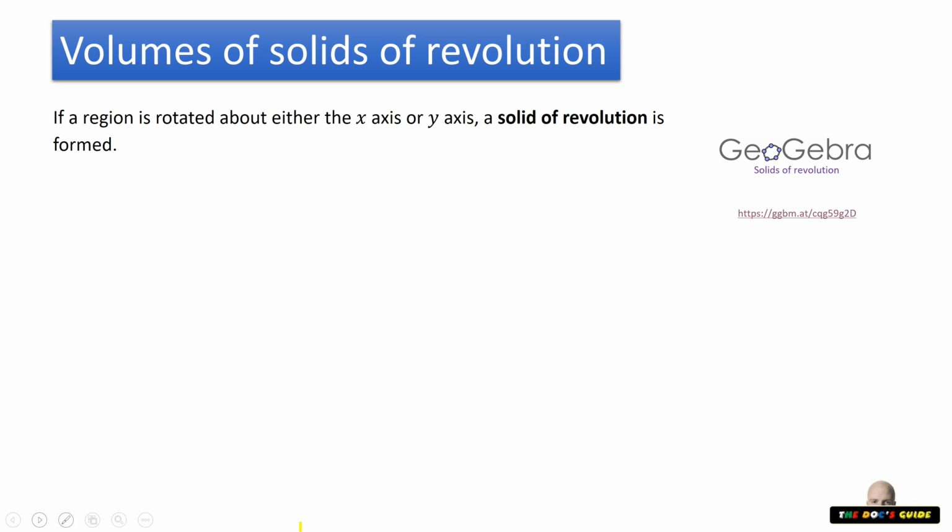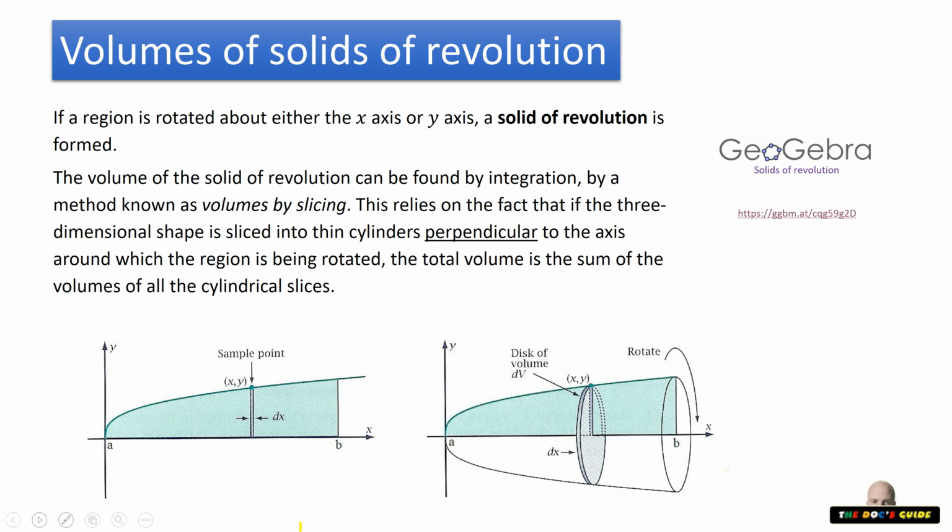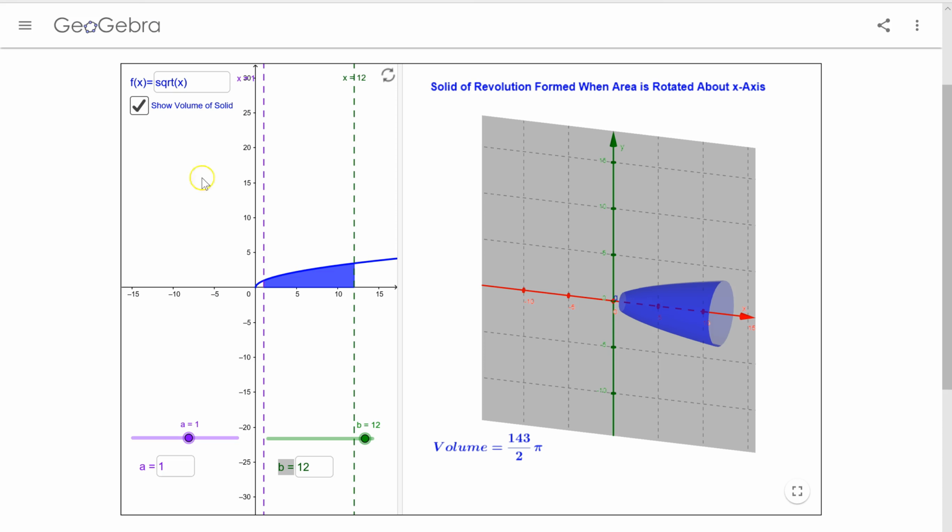So when we rotate a curve around either x or y and get our solid of revolution, what is it that we're actually doing? Well, we're taking a two-dimensional shape and turning it into a three-dimensional shape. So if we have a look at that first on GeoGebra, this is what we mean.